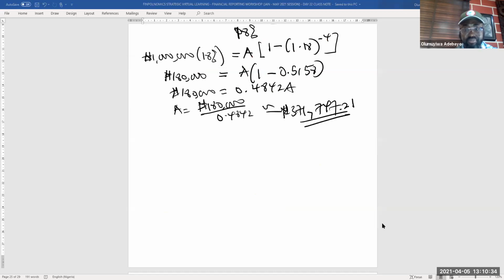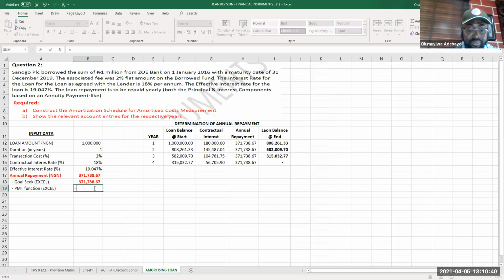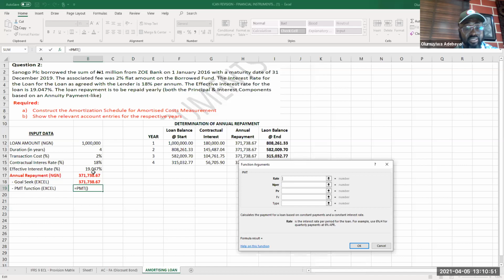I use PMT in this regard. PMT means payments. I'll say PMT, open brackets, and click my function bar. Now the rate is known. What is our rate? Our rate is 18%. Number of payments is 4. What is the present value? It's 1 million.